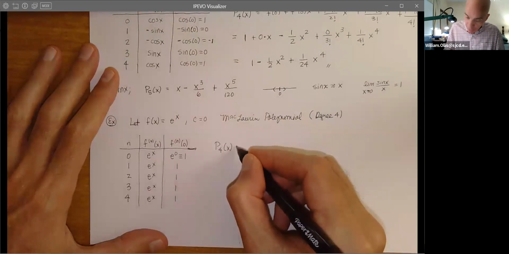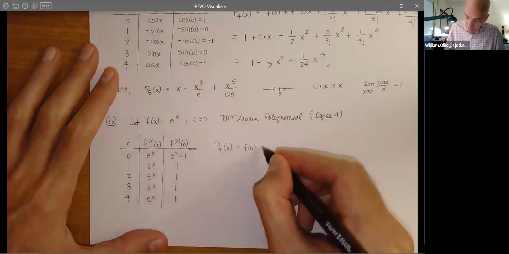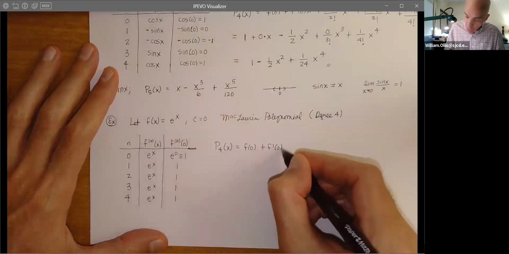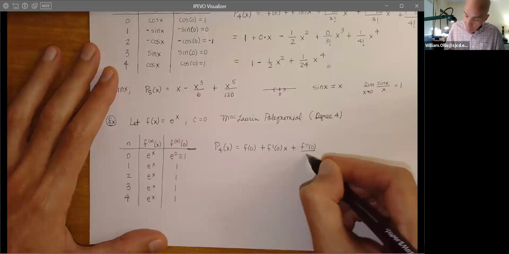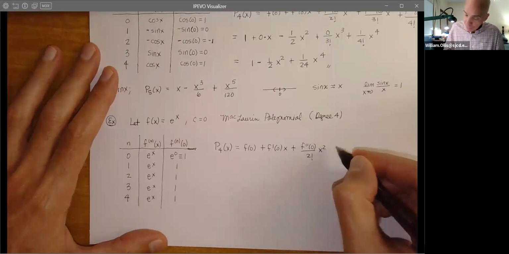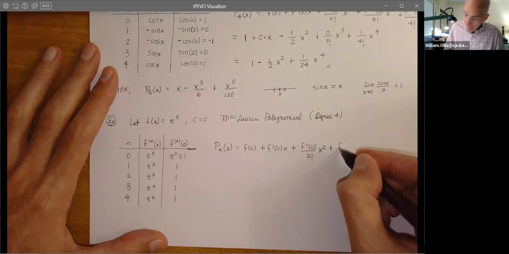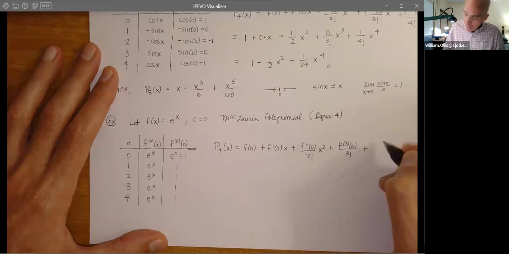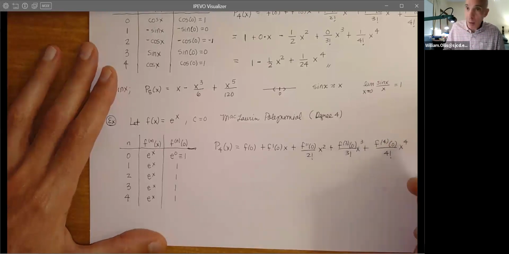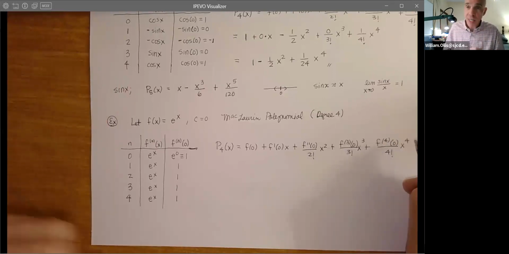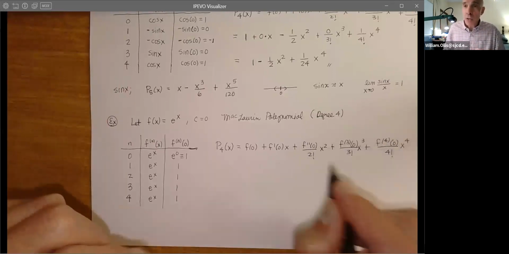Again, let's just write it down. f of 0 plus f prime of 0 times x plus f double prime of 0 divided by 2 factorial x squared plus the third derivative at 0 divided by 3 factorial plus the fourth derivative evaluated at 0. And of course, we need a power here. These are all power functions. That's why we talk about power series. We just extend the polynomials to series.